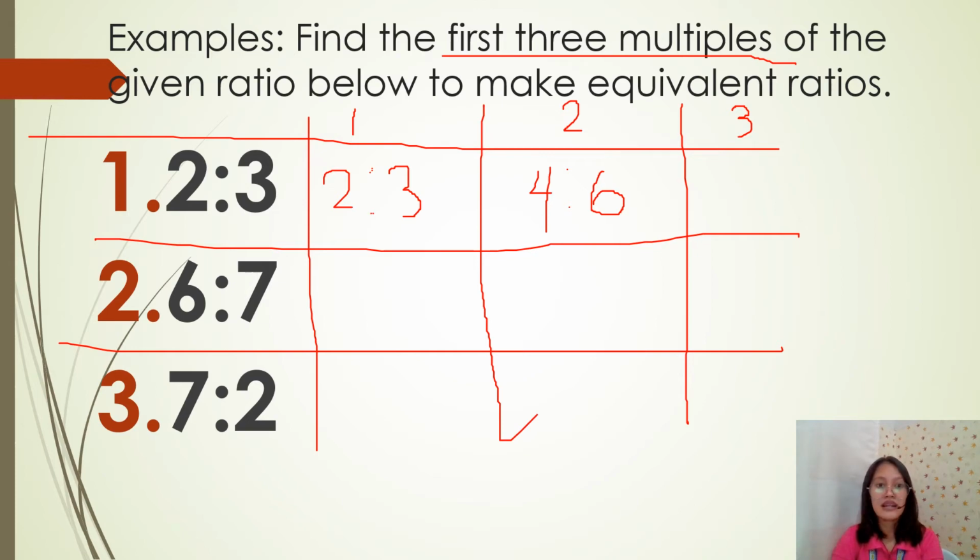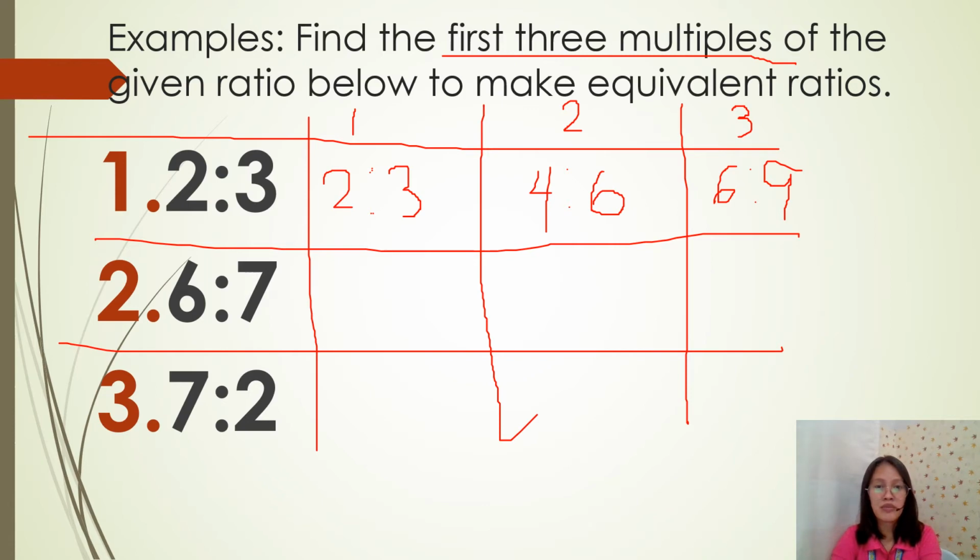So, 3 times 2, that is 6. And 3 times 3, that is 9. So, eto po yung mga possible or yung possible equivalent ratios ni 2 is to 3. Next, tingnan naman or kuhanin naman natin yung possible equivalent ratios ni 6 is to 7.